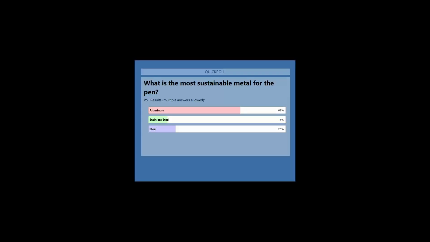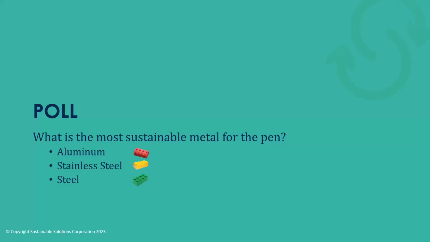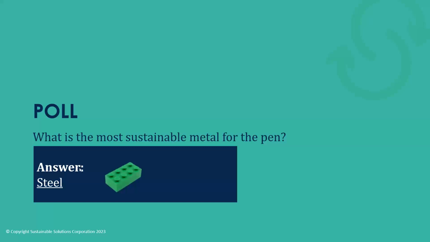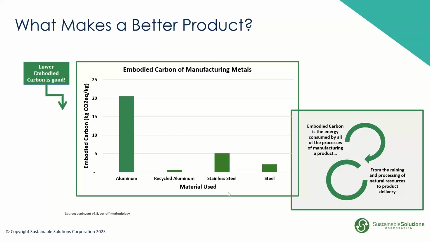We got it, 75%. So 67% of you said aluminum, 14% said stainless steel, 20% said steel. That's awesome. Correct answer is, from an embodied carbon perspective, it would actually be steel. That would have been your green Lego you would have picked. And if we go to the chart again, we look at the embodied energy or embodied carbon of these metals. Again, same thing. Aluminum is up around a little over 20, maybe 21 kilograms of CO2 equivalent per kilogram. Again, the pen does not have a kilogram in there, but it gives us a relative magnitude.